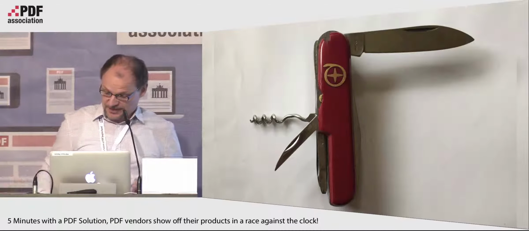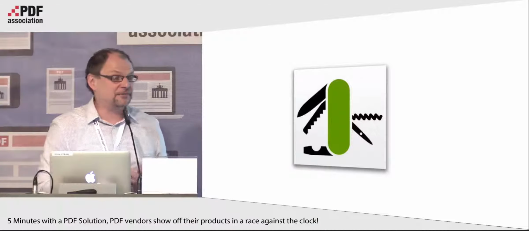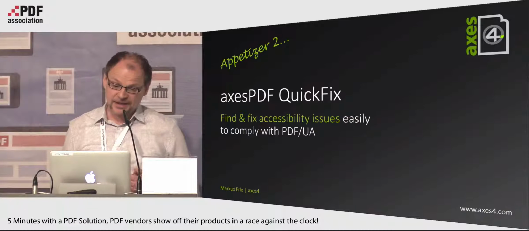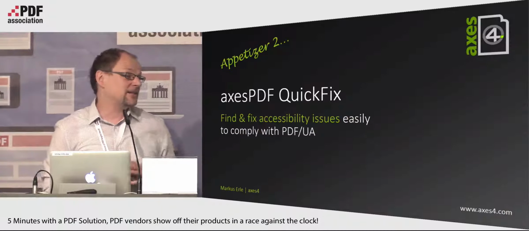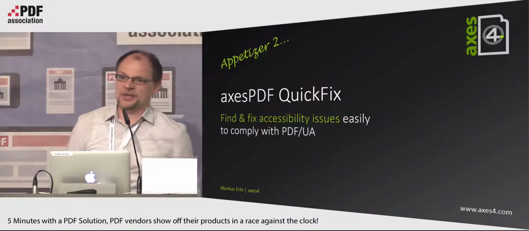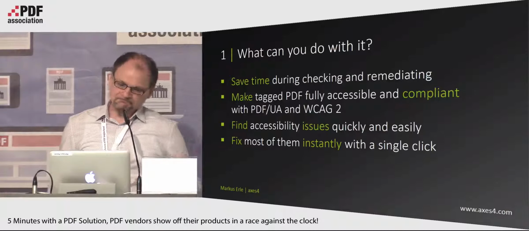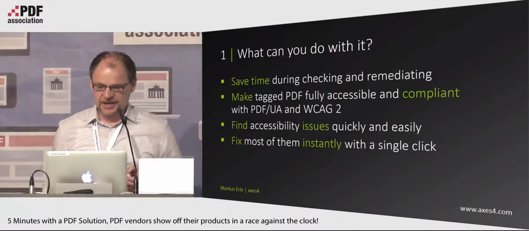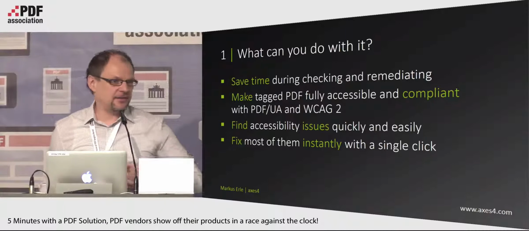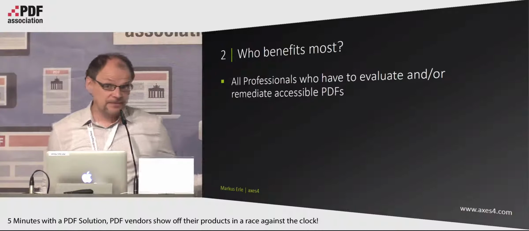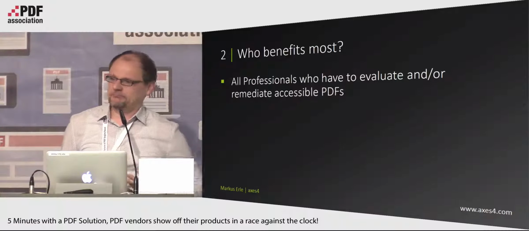So we developed a kind of Swiss Army knife for your PDF UA workflow. It is called Access PDF Quick Fix, and it finds and fixes every PDF UA issue in your tagged PDF documents. So it can save a lot of time during your remediation and checking process, and it really simplifies your whole PDF UA workflow, but it's a professional tool. Access PDF for Word is for every person. Quick Fix is for professionals.